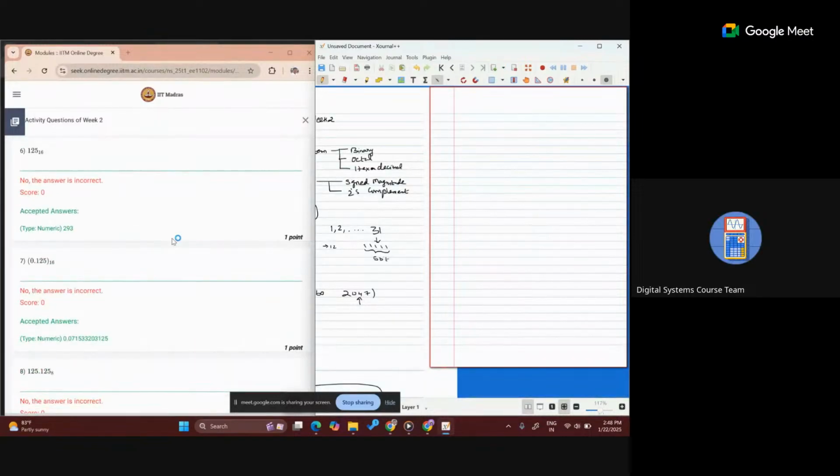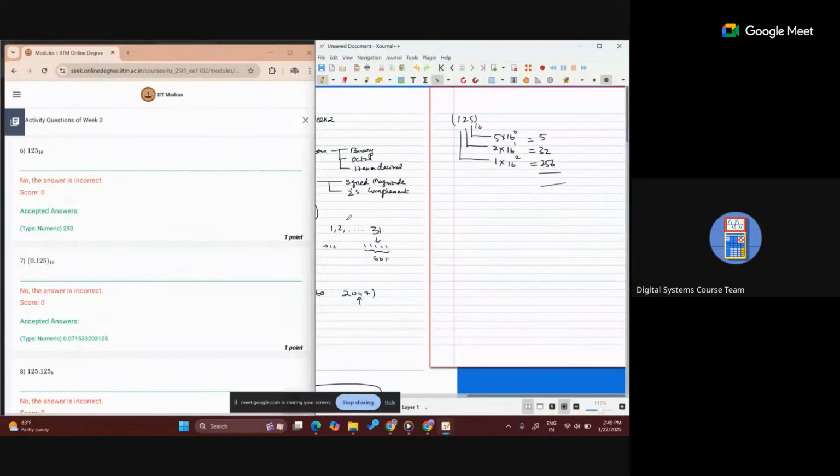If the given number is a hexadecimal number, 125 to the base 16, same case: 5 into 16 power 0, 2 into 16 power 1, 1 into 16 power 2. You get the answer as 5 plus 32 plus 256. So add it up, you get some number.